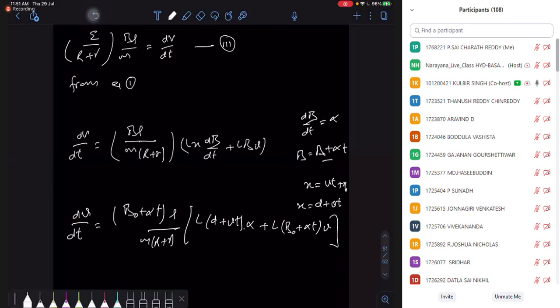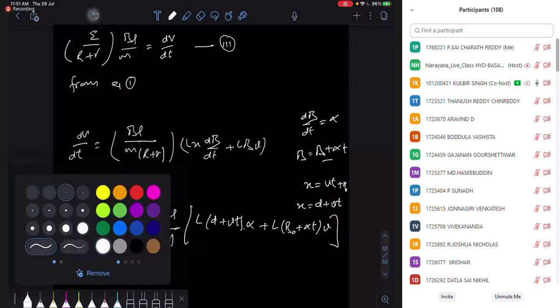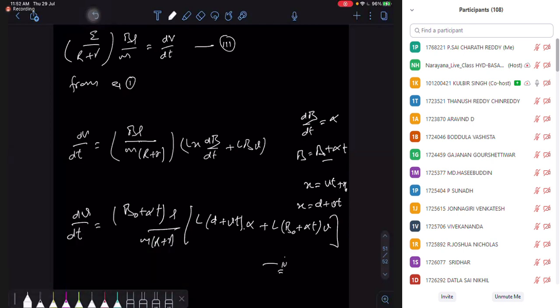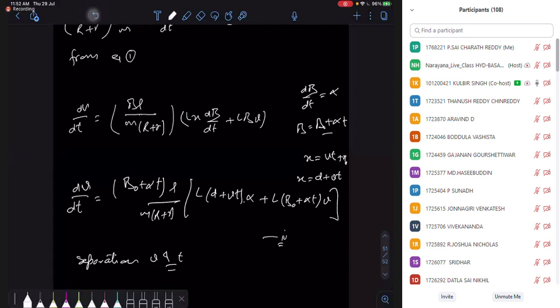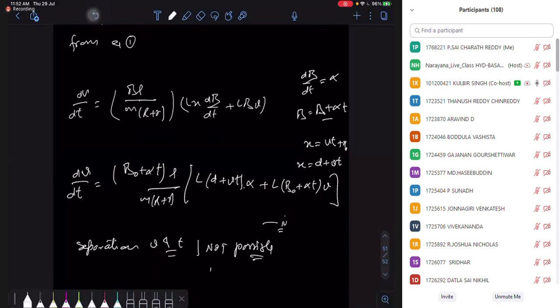Very good. Okay, this equation gives me the acceleration. So for velocity, I need to integrate. As far as things go here, I don't think this integration is going to be possible in our syllabus. Integration is possible if you can separate velocity and time. The separation is not possible, so this integration is not possible.